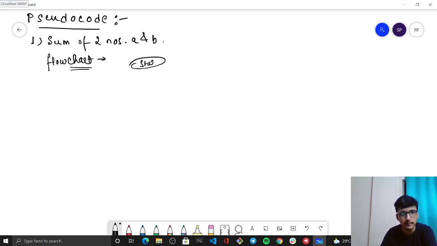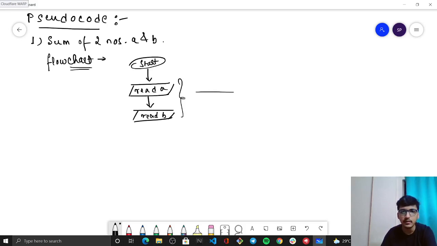We write start, and use connecting lines. Then we used to take input, read A, read B, or if you want you can club these together into read A comma B, any way you wish. Then what was the next thing that we did? int s equals to 0.